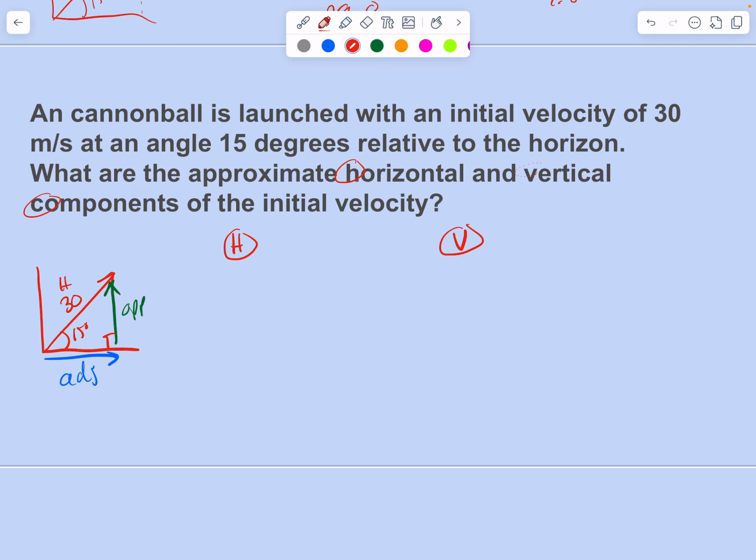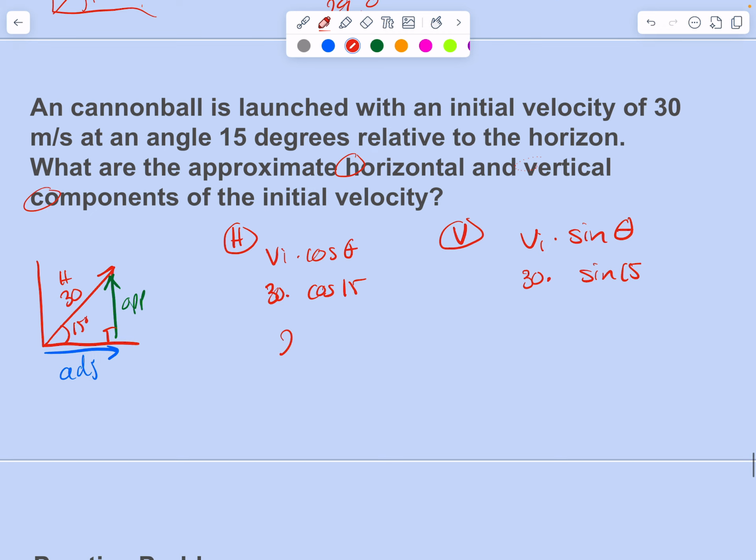And so for my components here, for the horizontal, it's going to be Vi times, with the adjacent, cosine of theta. And for my vertical, it's going to be Vi times the sine of theta. So we end up with 30 times cosine 15. And then here we have 30 times sine of 15. And this one ends up being 28.977. Again, if I did the nearest tenth, that's going to round up to 29.0. And over here, we have 30 times the sine of 15, which equals 7.764. So if I did the nearest tenth there, I would do 7.8. Okay, so those are the horizontal and vertical components for that one.